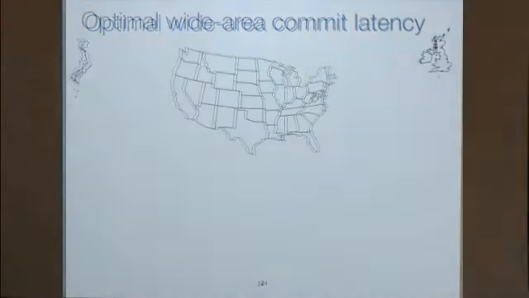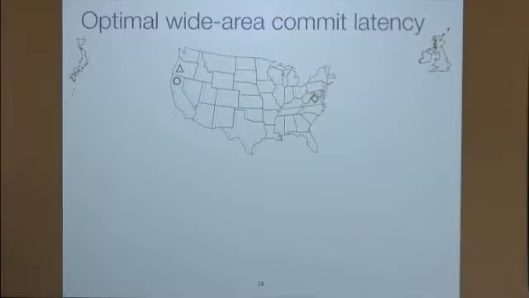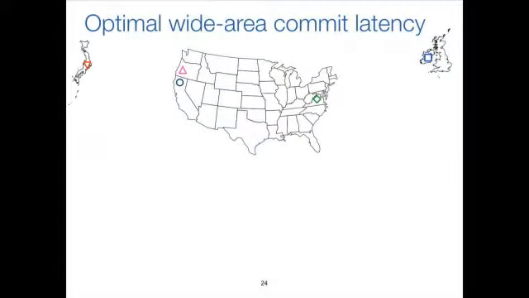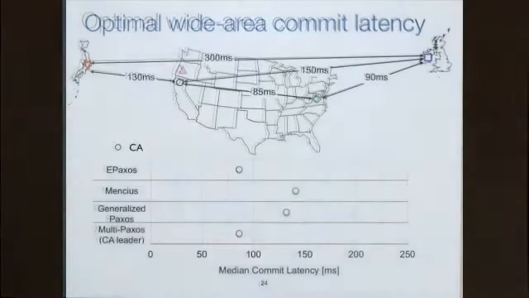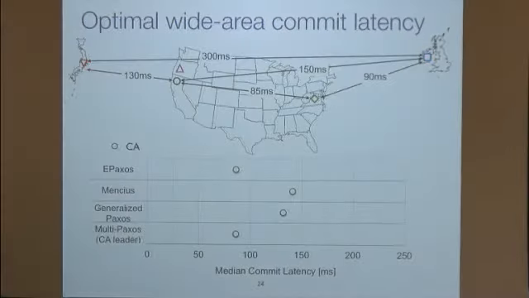This is the setup that I've shown before. We have a replica in an Amazon EC2 data center in North Virginia, one in California, Oregon, Ireland, and in Tokyo. And this gives you a sense of the round trip times between those locations. Now, in this diagram, I'm going to show you the median commit latency as observed at every location for every protocol. We have clients co-located with every replica in each data center. And these clients submit commands, and then they measure the time it takes to get the reply back.